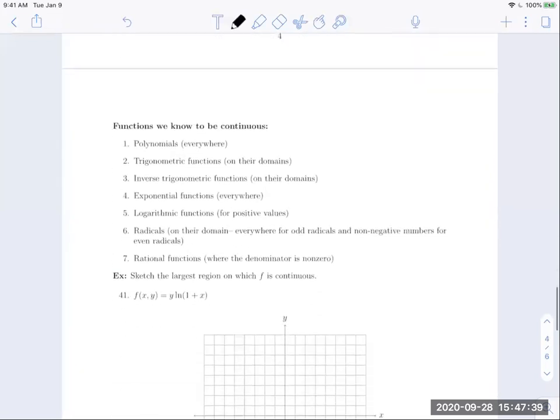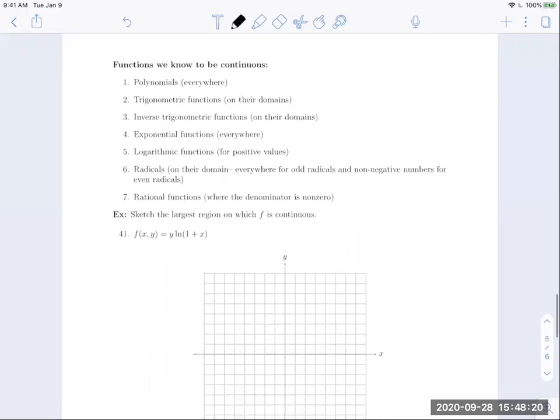And so here's a pile of functions that we know to be continuous. Polynomials are well behaved and they're continuous everywhere. Both trig and inverse trig functions are continuous on their domains, so just make sure you know their domains. Exponential functions are continuous everywhere. Logarithmic functions are continuous for positive values. And then radicals are continuous on their domains. If they're odd radicals, they're continuous everywhere, because you can, for example, take cube roots of negative numbers. Even radicals are continuous for non-negative numbers. And then finally, rational functions are continuous everywhere where the denominator is non-zero.